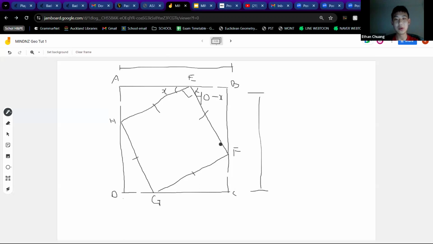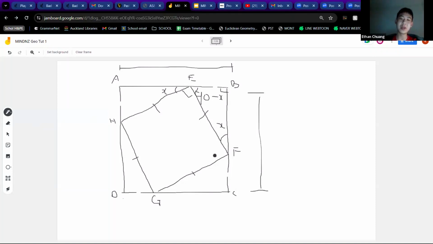Okay, so then what is this angle? X, right? Because we know that ABCD is a square, so this angle is 90 degrees. And since the angles in a triangle add to 180 degrees, that means this angle here is also X, right? So we now have a pair of equal angles, right?